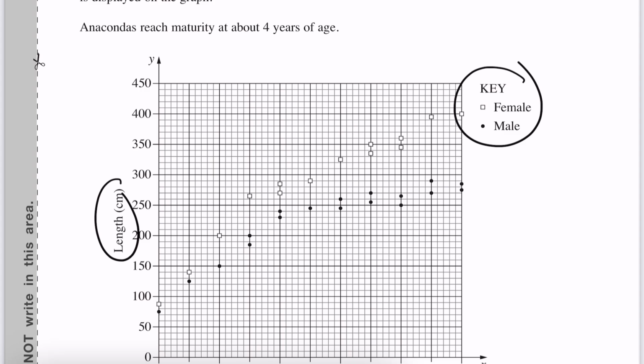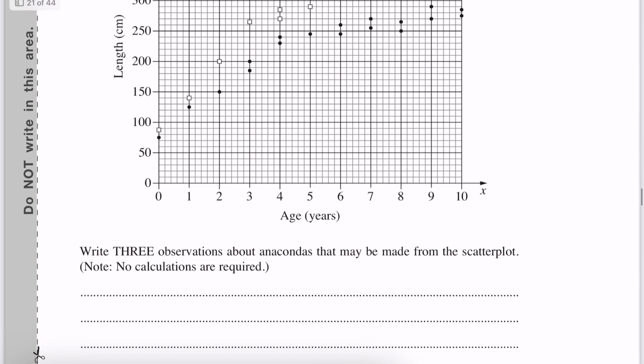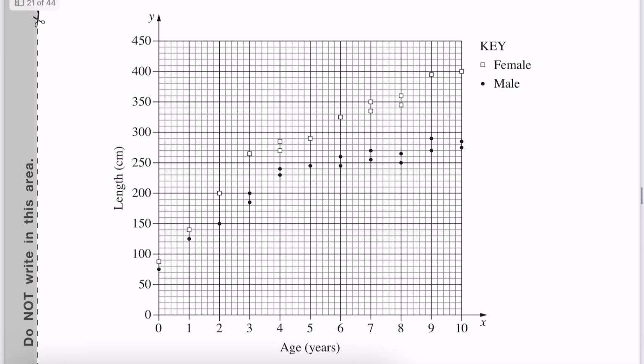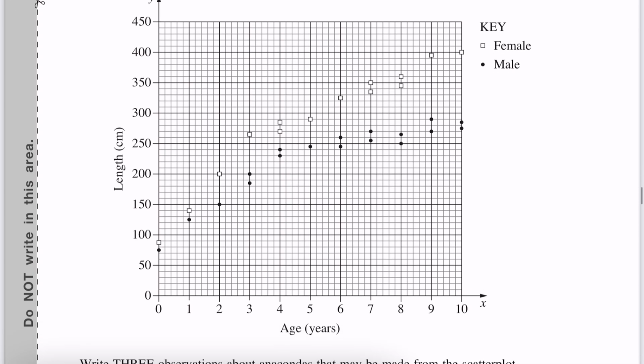The white squares represent female and the black circles represent male. The question asks, write 3 observations about anacondas that may be made from the scatter plot. Note that no calculations are required. So these are purely just observations that we need to make based off the scatter plot. So just focusing in here, what do we notice?